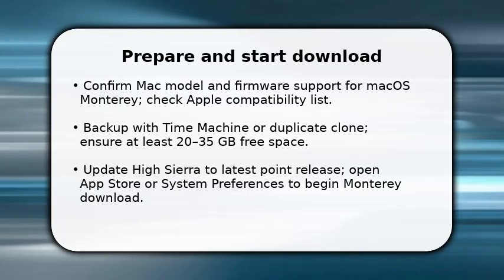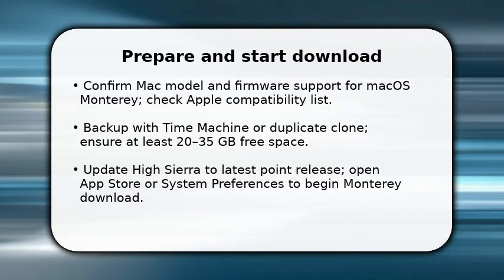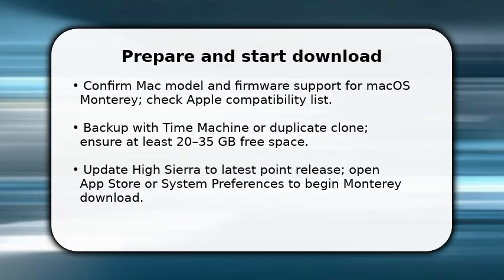You'll begin by confirming compatibility and securing your data. First, make a Time Machine backup or a full clone so you can recover if anything fails. Once backed up, free up 20-35 GB of space and install any pending High Sierra updates to avoid installer conflicts.